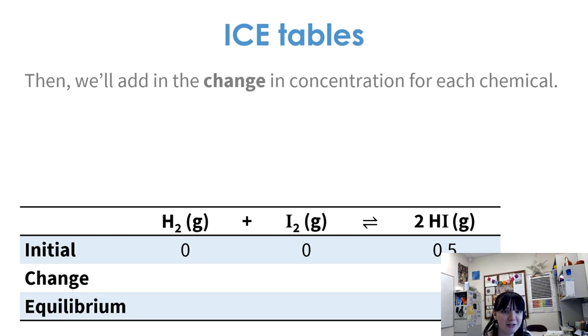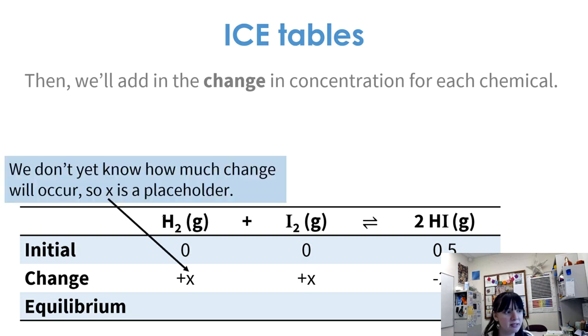We can then continue this process by addressing the change line. The change in concentration for each of these products and reactants is dependent on the molar coefficients and also which way the reaction is going. So for instance here, I'll just fill in the change line for each of these. I put this in terms of a variable x. So x just serves as a placeholder.